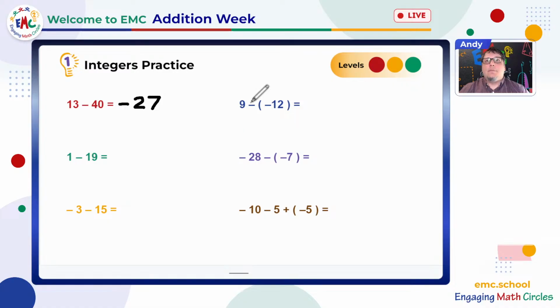Here we have 9 minus -12. That's the same as 9 plus 12, and so we get 21. 1 minus 19 is going to be -18.